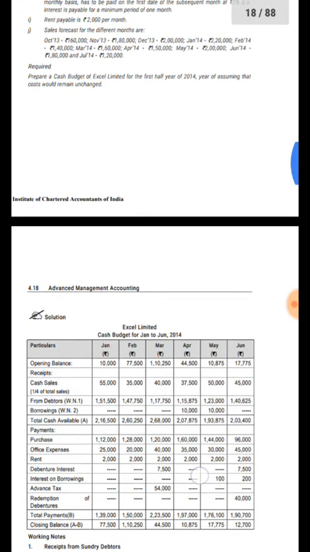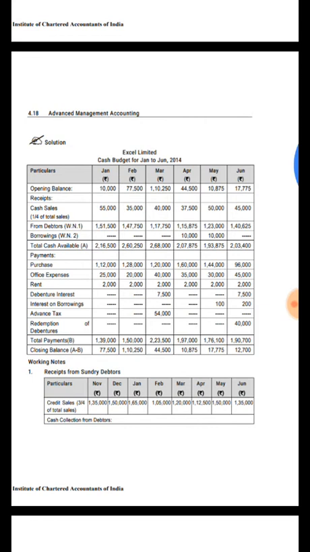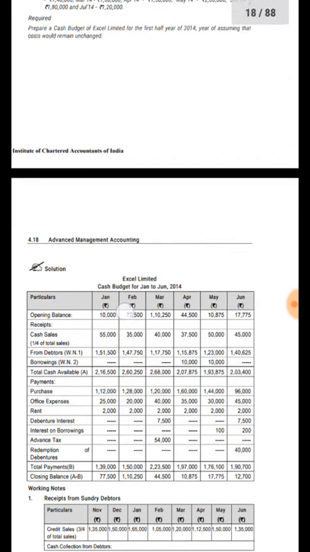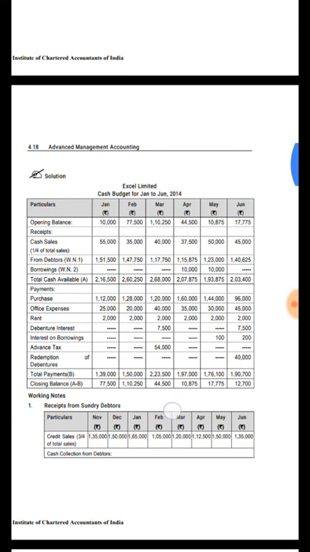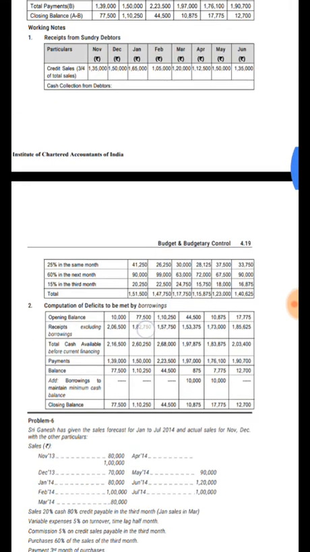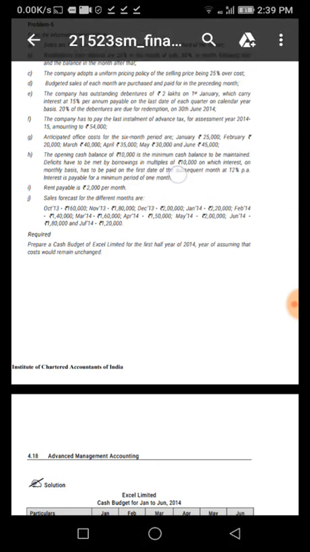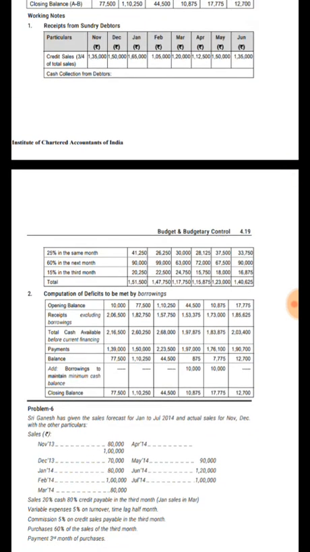Okay, so now we'll start the cash budget. Very simple. We have to prepare cash budget for January to June, so that's why the particulars are January, February, March, April, May, June. Okay, opening cash balance they have given 10,000, so we'll start with 10,000. But before that we have to keep this ready, because there is a requirement of minimum cash balance 10,000. If there is deficit, we have to borrow. So simultaneously we'll keep doing this computation on deficit to be met by borrowing.